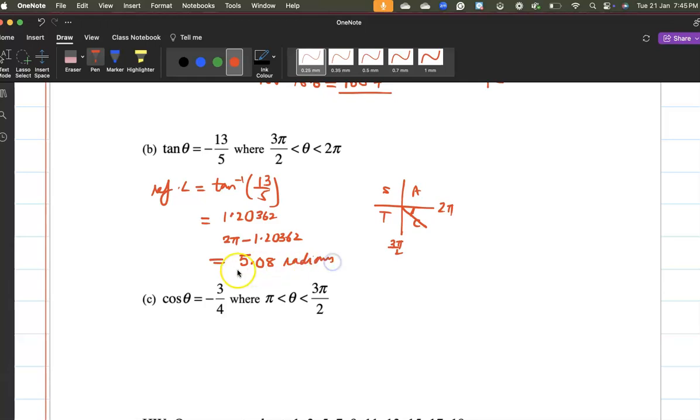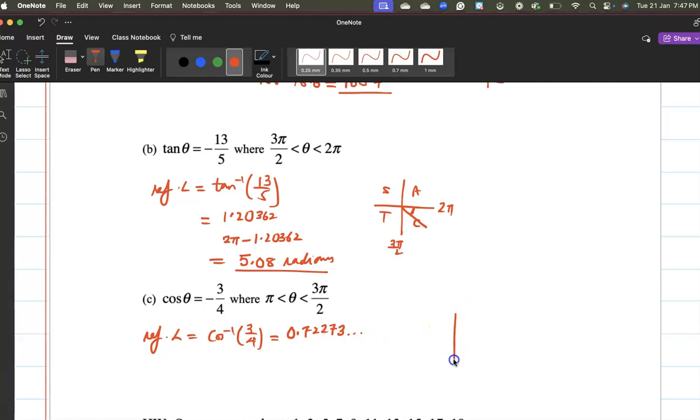Nice. Okay. Got it. So if the domain is in radians, you have to work in radians. Next, now cos is always positive. So reference angle will be cos inverse 3 upon 4. So if you use your calculator, you will get 0.7227, correct?